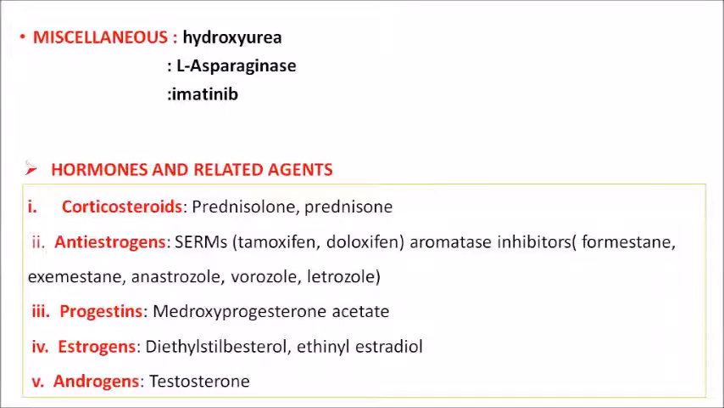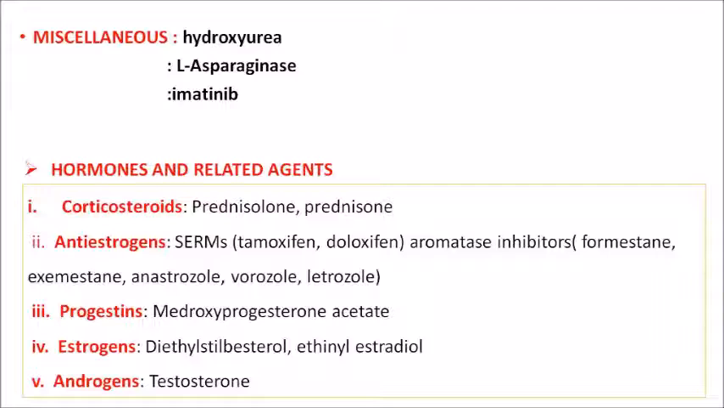Now there are some miscellaneous drugs which are not put in any of the previously mentioned groups. Hydroxyurea, L-asparaginase, and imatinib are also cancer chemotherapeutic drugs. Then we have hormones and related agents. Corticosteroids like prednisolone and prednisone can be used. Anti-estrogens like SERMs or selective estrogen receptor modulators. Then we have aromatase inhibitors. We have Tein and Zol drugs in that group, all ending with Tein or Zol.